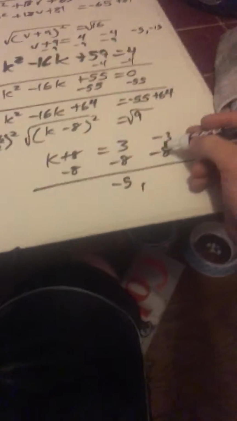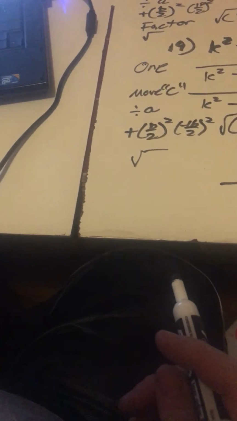So now my next step, I'm going to take the square root of both sides. Square root. k minus 8 is equal to positive 3 and negative 3. Add 8, and add 8. 8 plus 3 is 11. 8 minus 3 is 5.